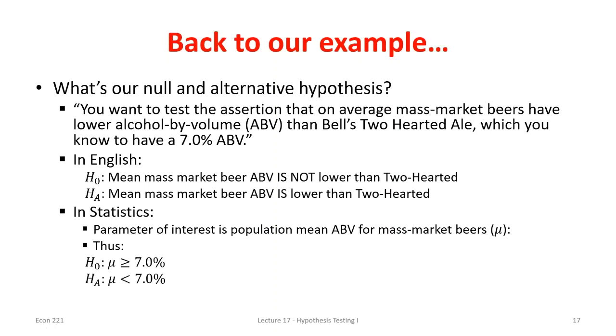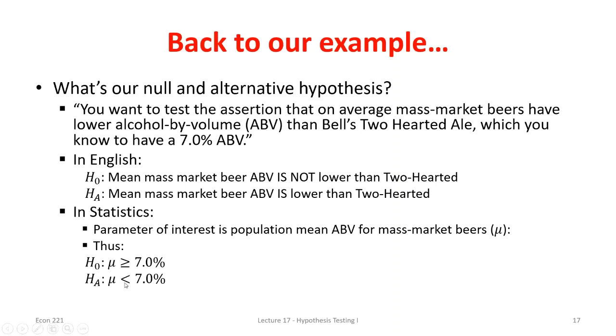Right? So whatever I want to test for is my alternative hypothesis. I want to test whether the average mass market beer is lower than 7%. That's my alternative hypothesis. I assume the opposite is true to get my null, which is that it's greater than or equal to that value. Okay? Any questions on that? It shouldn't be too terribly tough. I think just seeing more examples helps identify what the null and alternative are.